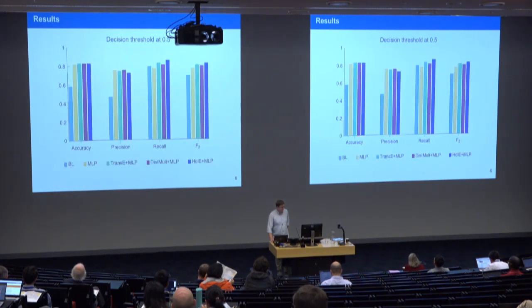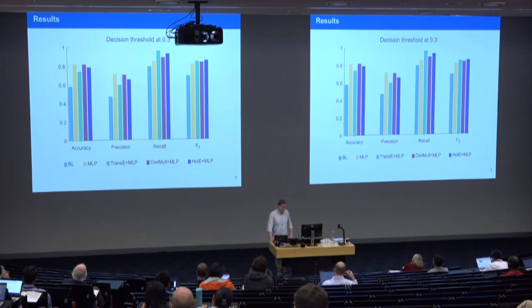And then we can introduce our knowledge graph embedding input layers, which yields us a better recall and better F2 score. And we can even improve, since we want to improve our F2 score, we can actually reduce the decision threshold to 0.3 to yield quite good results compared to the multilayer perceptron and the baseline model.